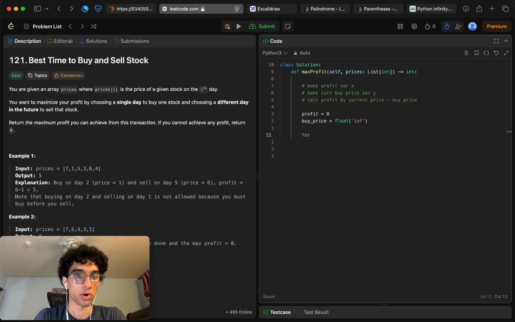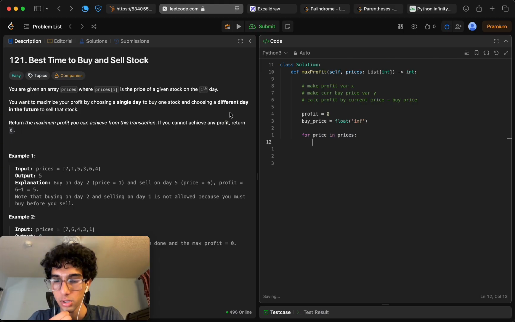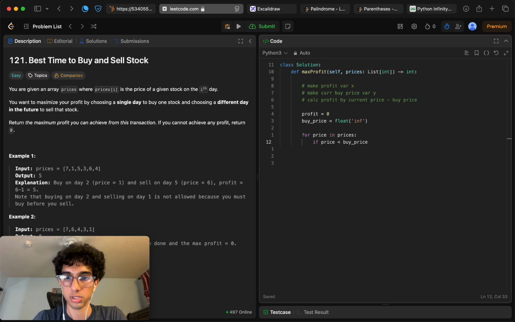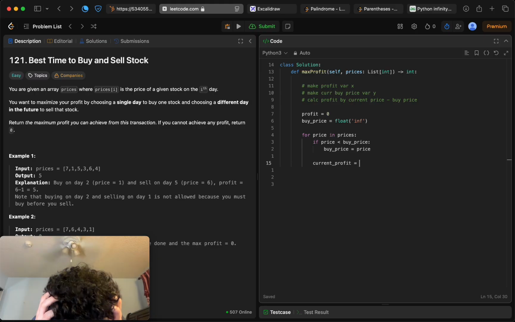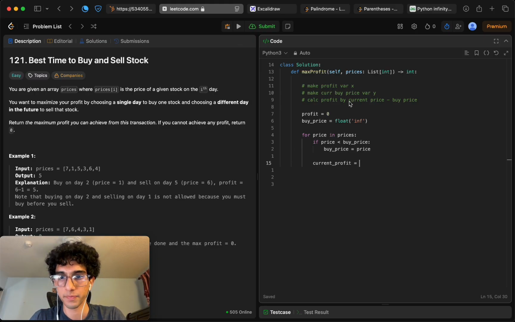Okay. For price in prices. If price is less than buy price, buy price equals price. And then current profit is equal to, I'm actually blanking right now. Current price minus buy price. Right. It's not clicking. Current profit would be current price minus buy price. What would happen if you would subtract infinity from something?